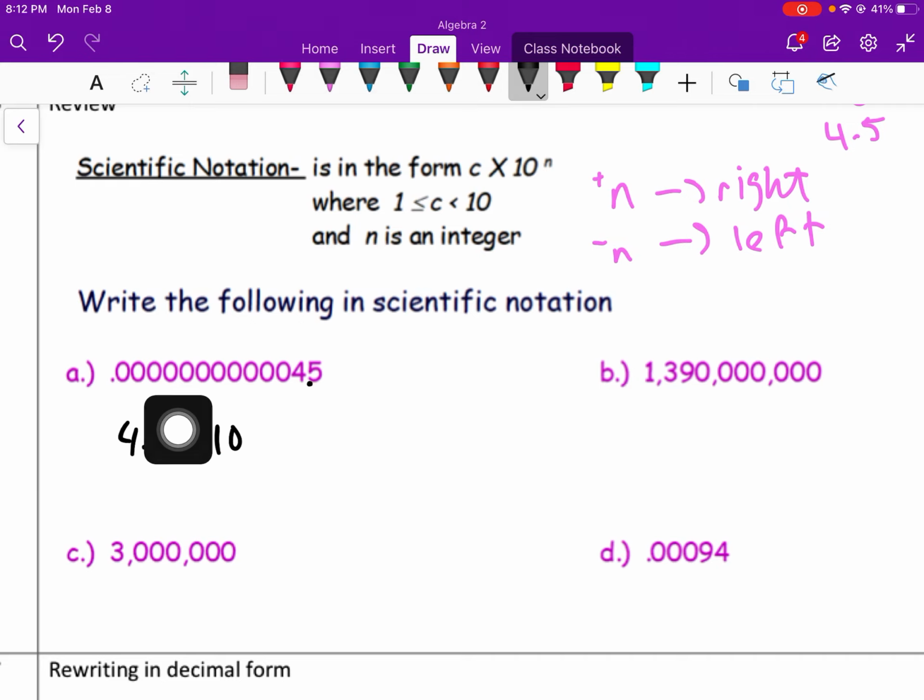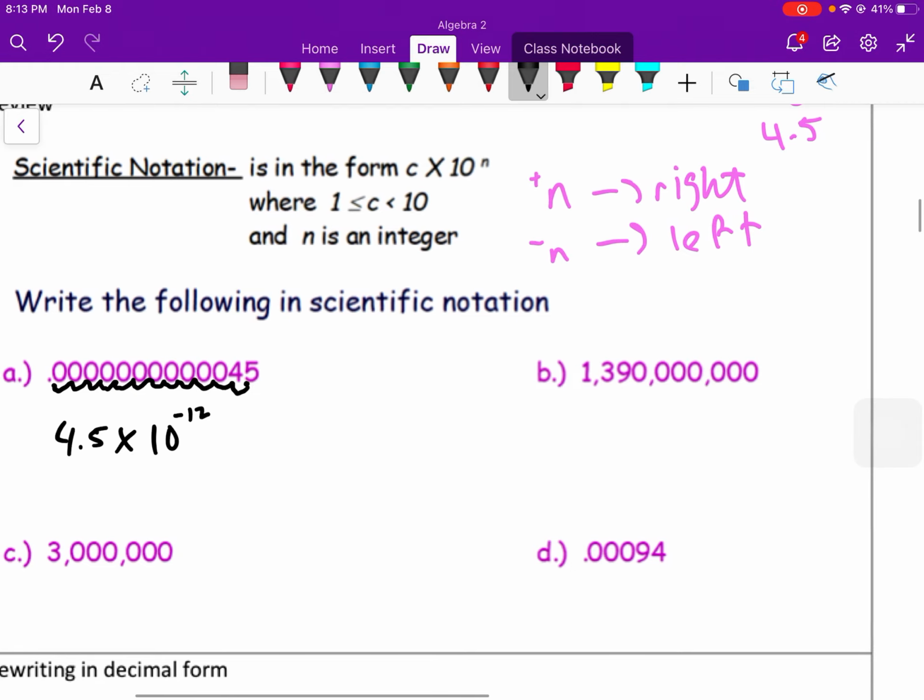And from this decimal, we're going to move left to this decimal. So since we're moving left, it's going to be a negative exponent. So 1, 2, 3, 4, 5, 6, 7, 8, 9, 10, 11, 12. So left, so it's a negative 12.